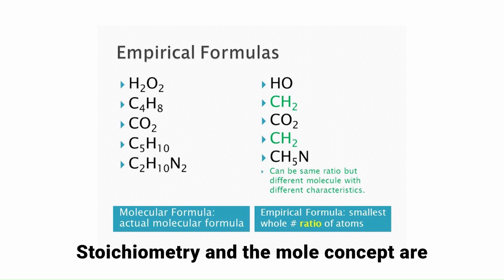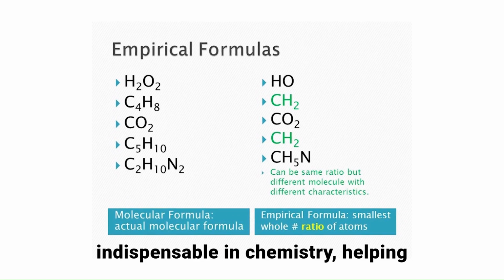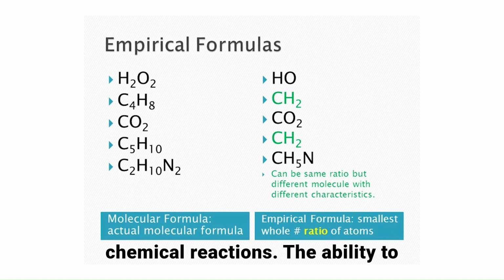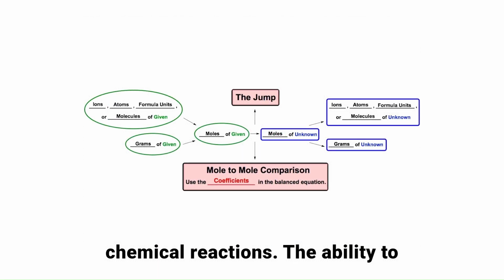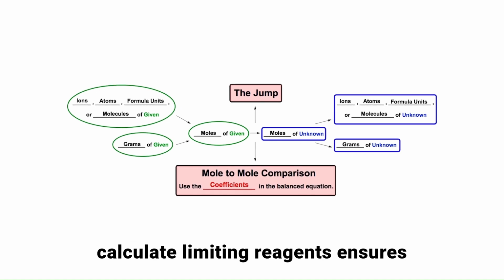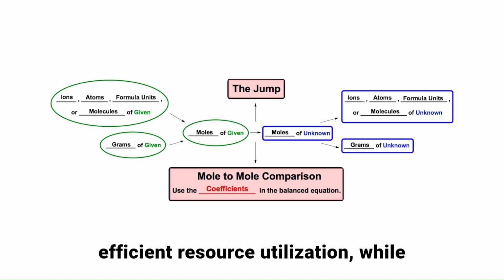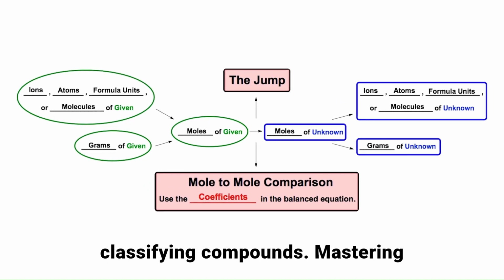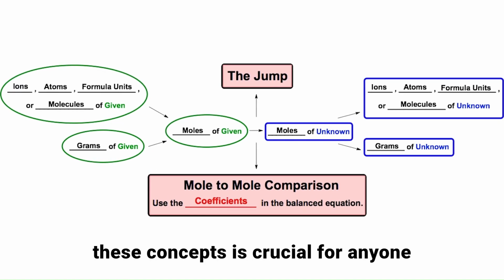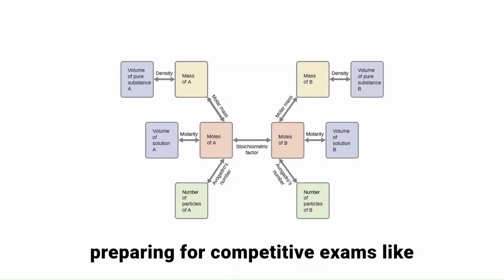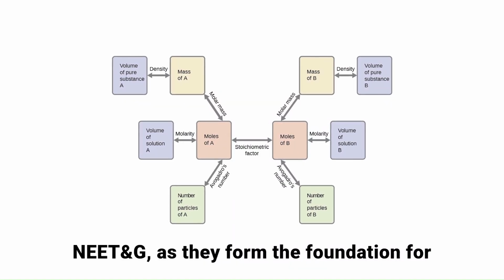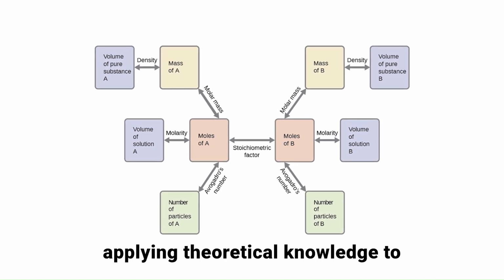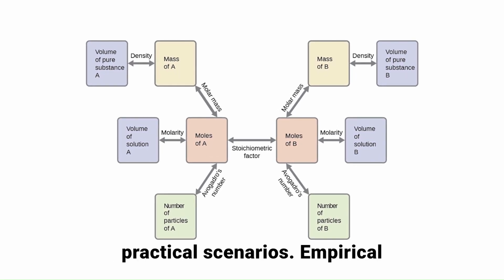Stoichiometry and the mole concept are indispensable in chemistry, helping scientists and students alike to understand the quantitative aspects of chemical reactions. The ability to calculate limiting reagents ensures efficient resource utilization, while empirical formulas aid in identifying and classifying compounds. Mastering these concepts is crucial for anyone preparing for competitive exams like NEET and JEE, as they form the foundation for solving complex chemical problems and applying theoretical knowledge to practical scenarios.